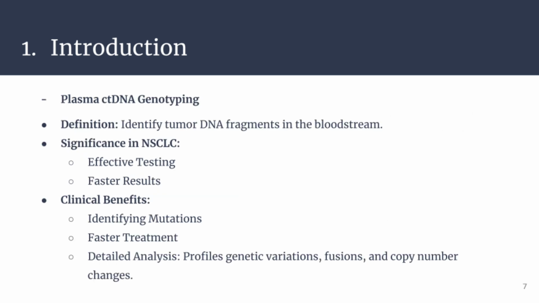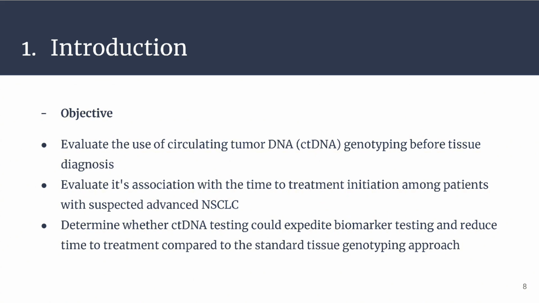Plasma ctDNA genotyping is a specific type of liquid biopsy that focuses on identifying small fragments of tumor DNA circulating in the bloodstream. This method is particularly significant for NSCLC, as it provides effective, timely molecular profiling, helping to quickly guide targeted treatment decisions. The objective of the study was to evaluate the use of ctDNA genotyping before tissue diagnosis and its association with the time to treatment initiation among patients with suspected advanced NSCLC.